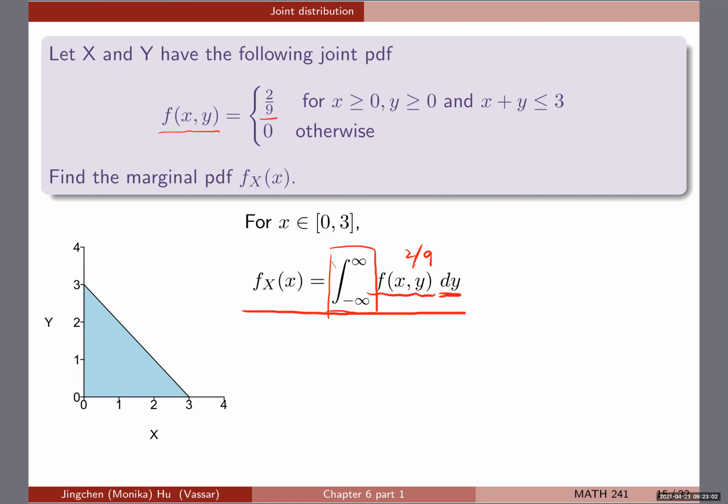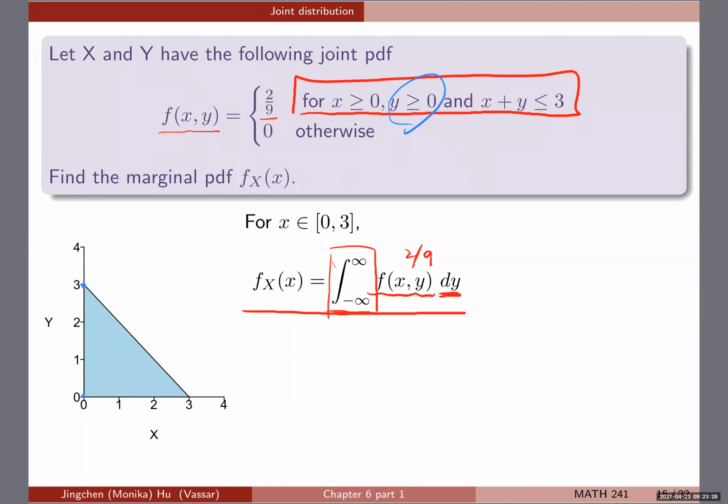So what that does, if you think about it, is that we need to find the range of y under this condition. First of all, let me use a different color. y is greater or equal to 0, so the lower bound is 0, I think. That should be easy. The upper bound, let's be a little bit careful. We know that y can go from 0 to 3.